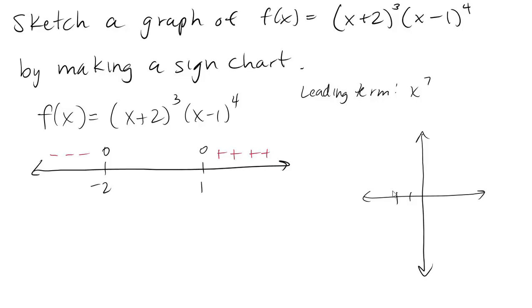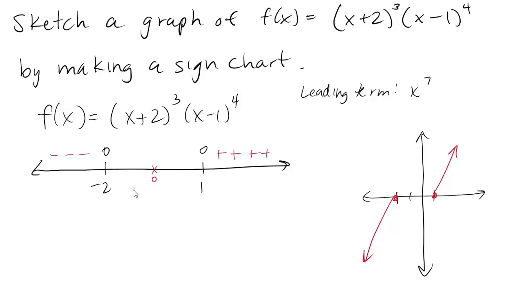It's got an x-intercept at negative 2 and an x-intercept at 1. The left end points down, the right end points up. And now we just need to know, what does this graph do? Does it come above the axis or does it go below the axis? You could actually plug in a number to figure that out. I'm just going to use the sign chart. I'm going to use 0 as my test point.